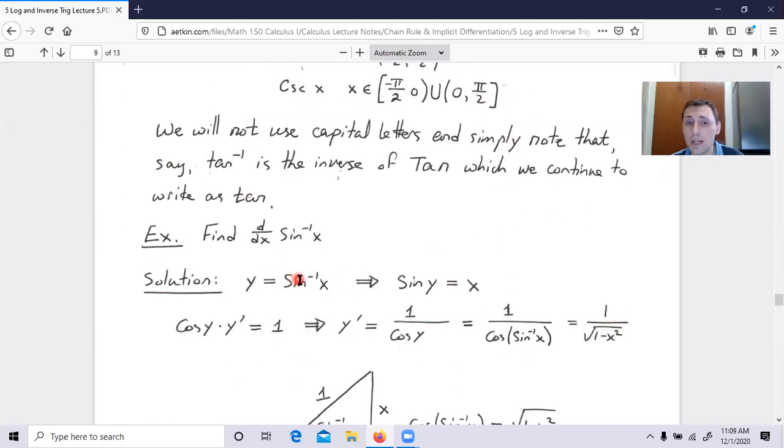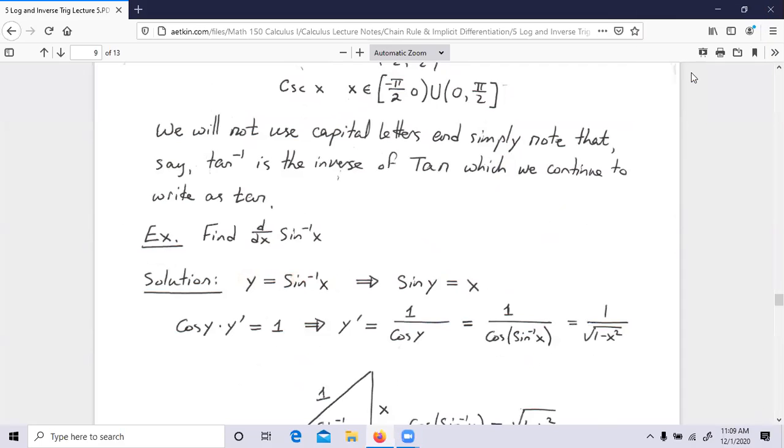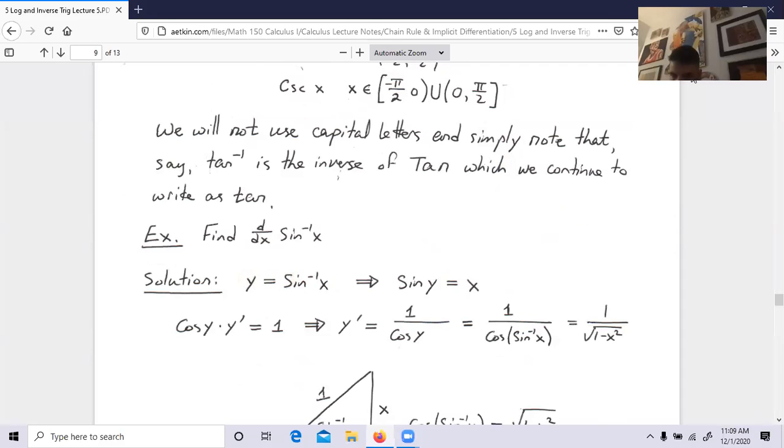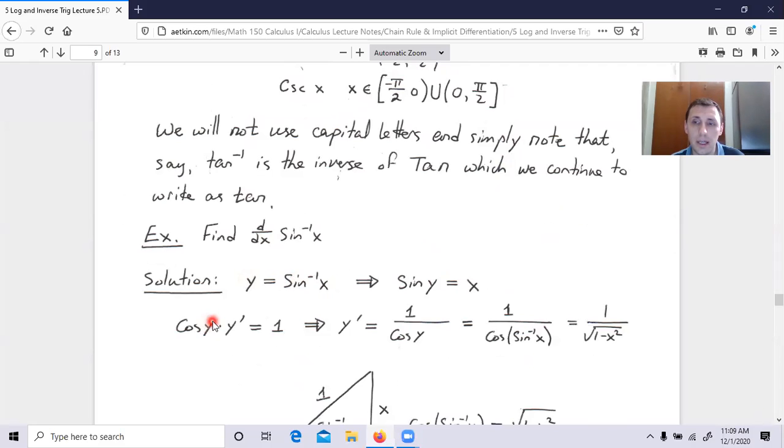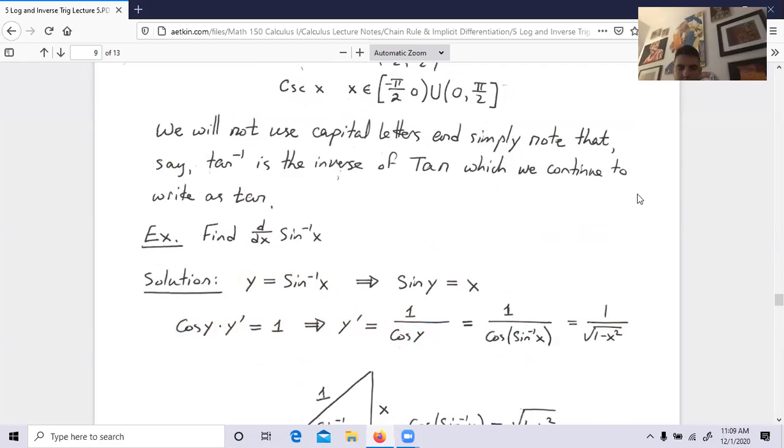All you do is set y equal to sine inverse x, and therefore sine of y equals x. Good? Sine of y is x. Now the derivative by implicit differentiation is cosine y times y prime equals 1, and therefore y prime is equal to 1 over cosine of y. Why is it cosine of y? Because the derivative of sine is cosine. So 1 over cosine y: clearly the derivative of sine inverse is just the derivative of sine, but reciprocal. Do you understand why it's cosine y? Yes? It's very natural that it should be so.